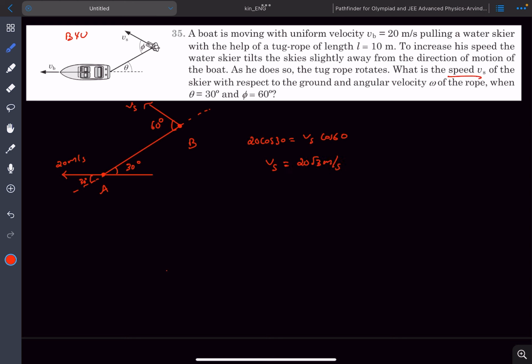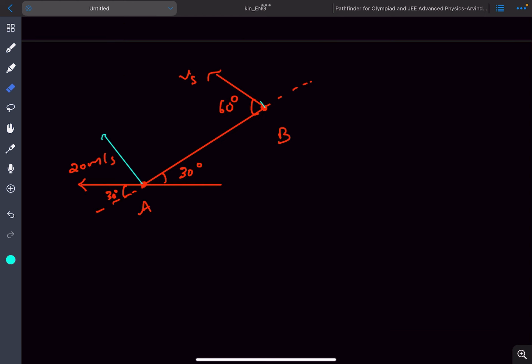Now we have to find the angular velocity omega of the rope. Let's say we have a line OP whose perpendicular component of velocity at this end is V1, and at the other end is V2, and the length of the line OP is L and it's constant. Then the omega of the rod OP is V1 plus V2 divided by L. The perpendicular component of velocity of 20 meters per second is 20 sine 30, that is 10 meters per second. The perpendicular component of velocity at this end is going to be 30 meters per second. And the length of the rope is given to be 10 meters.